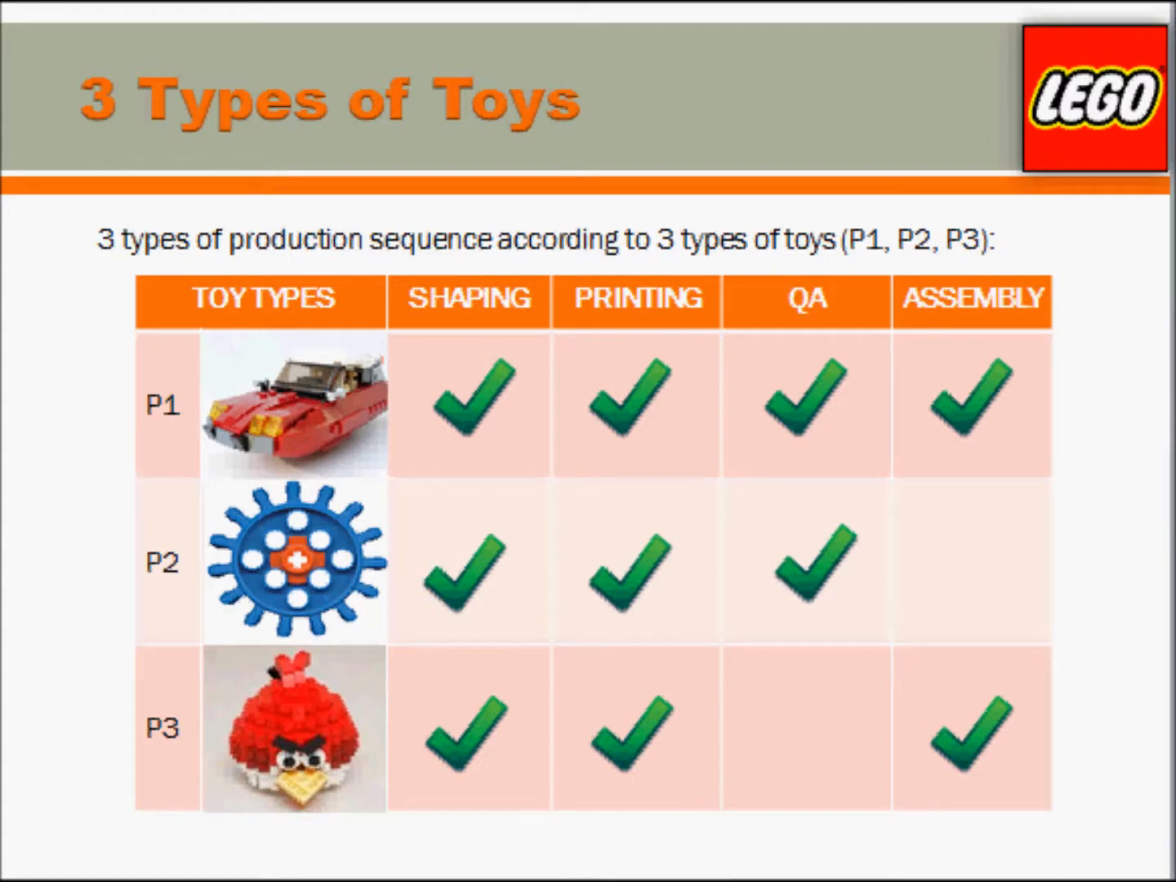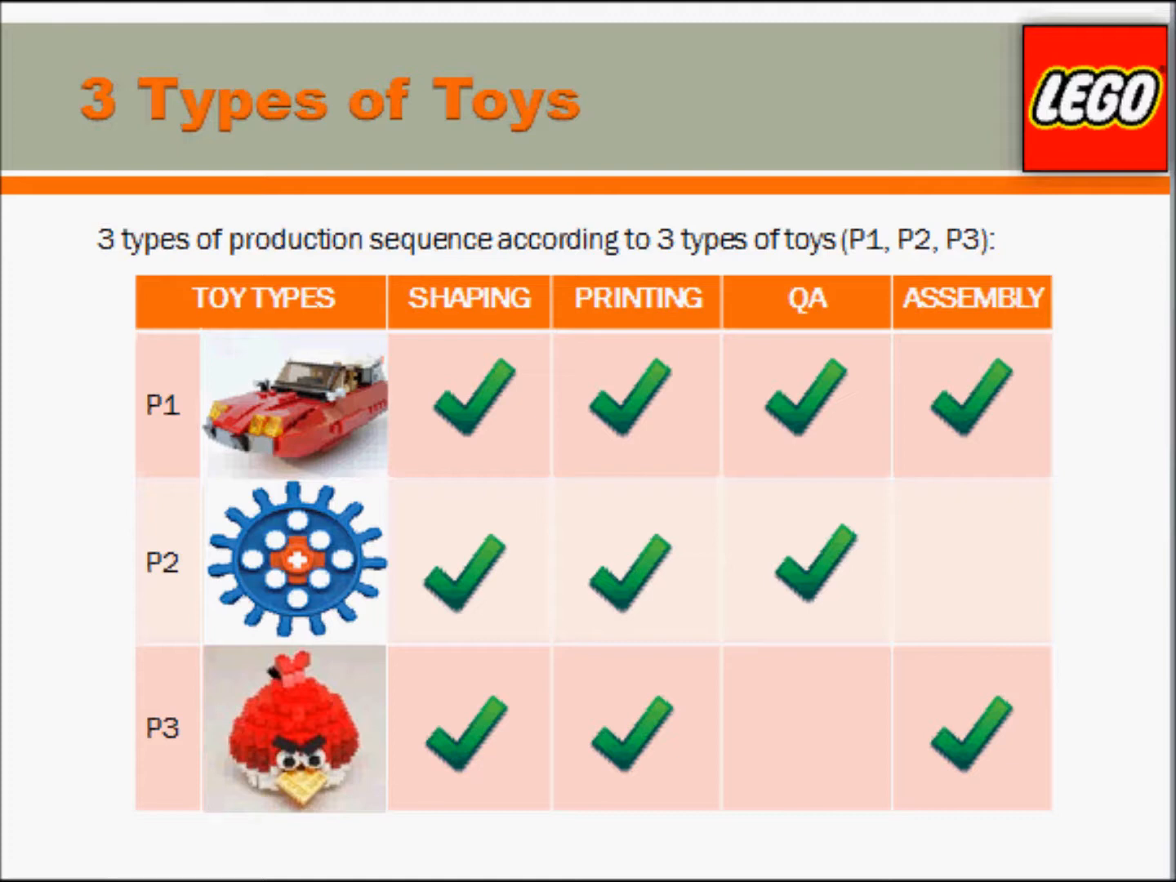Type 1 products are advanced toys which have structural and functional features, such as robots. This kind of product needs to go through all the 4 stations, from shaping to printing to quality assurance and finally to assembly. Type 2 products allow kids to assemble by themselves and they don't need to go through the assembly stage. But if some parts are lost, it will significantly affect the final product set. So type 2 products need to go through not only the shaping and printing stages, but also the quality assurance stage.